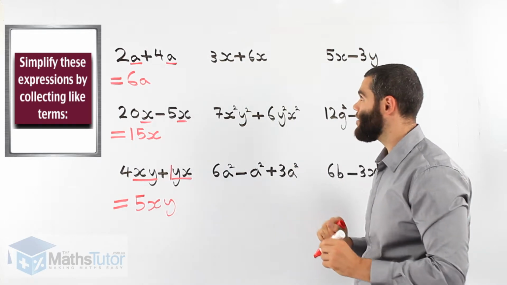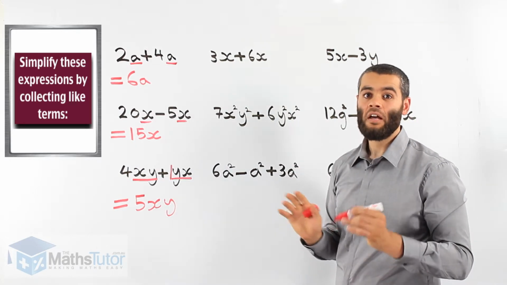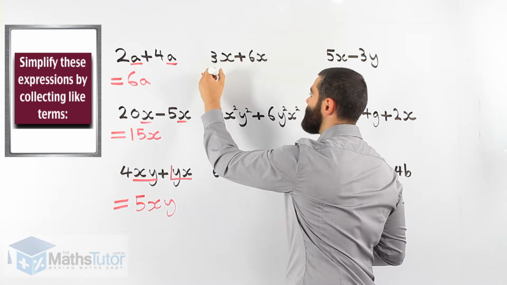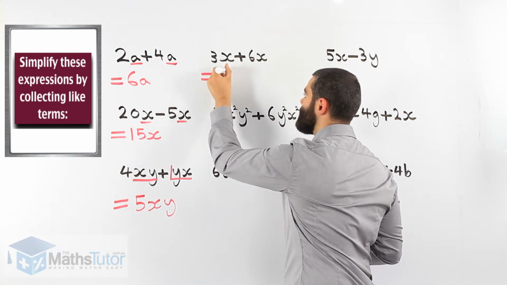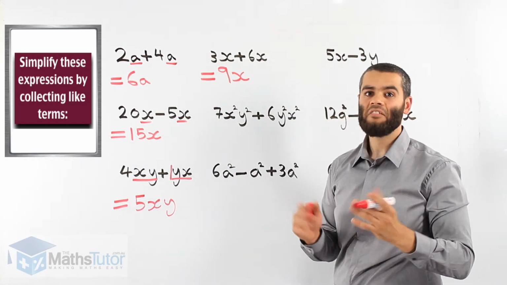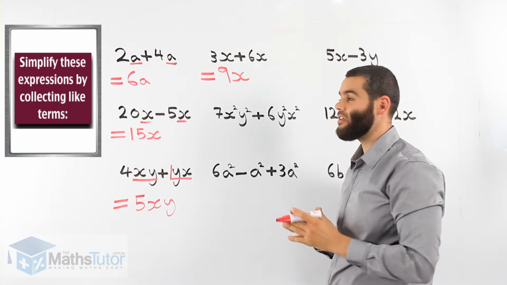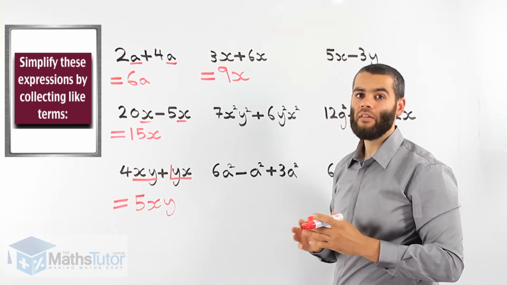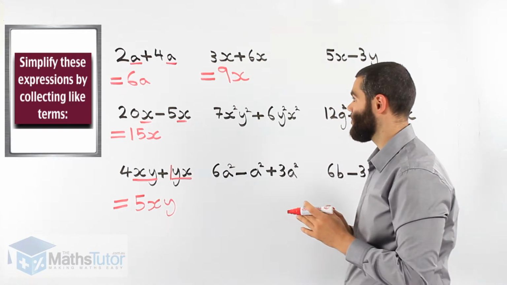Here we have 3x plus 6x. Are they like terms? Yes, they are. 3 plus 6, 9x. 3x plus 6x, 9x. It's like saying we have 3 x's on one side and 6 x's on another side. Altogether, we have 9 x's.